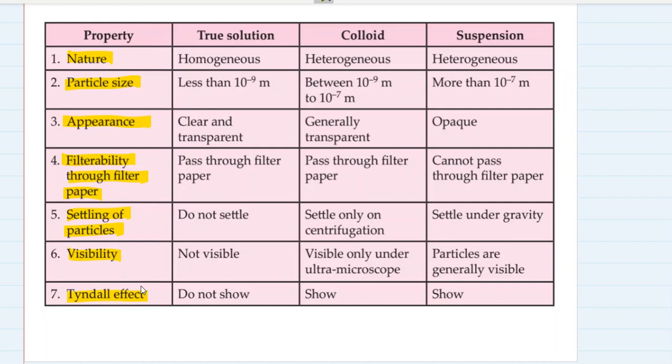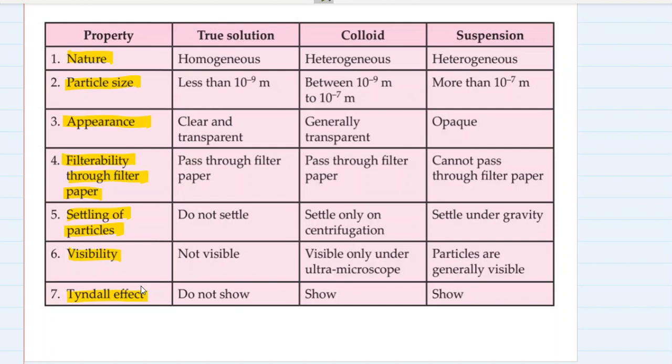Colloids are generally transparent, well, not always, because milk is a colloid and it's not transparent. Suspension is always opaque. True solutions can pass through filter paper, colloids can pass through filter paper, and suspensions can be separated by the process of filtration because the particles cannot pass through filter paper. The particles in true solutions do not settle. The particles of colloid settle only on centrifugation. That's a very specific process, which we are going to study in the next video. And the particles of suspension settle under gravity easily.